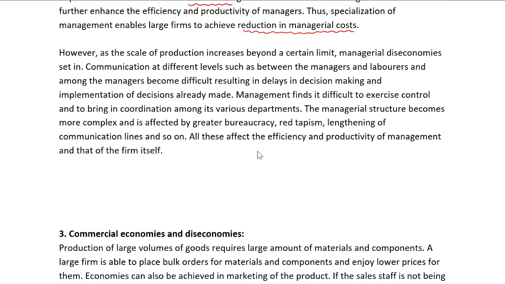However, as the scale of production increases beyond a certain limit, managerial diseconomies set in. Communication at different levels, such as between the managers and between laborers and among the managers, becomes very, very difficult, resulting in what? Delay in decision making and implementation of decisions already made.